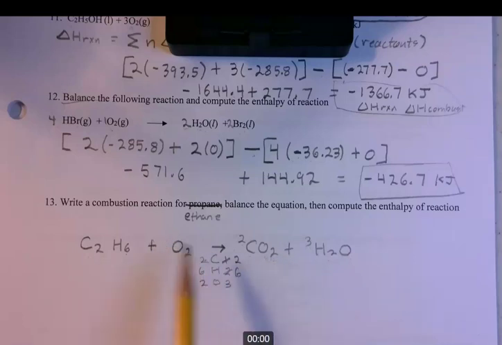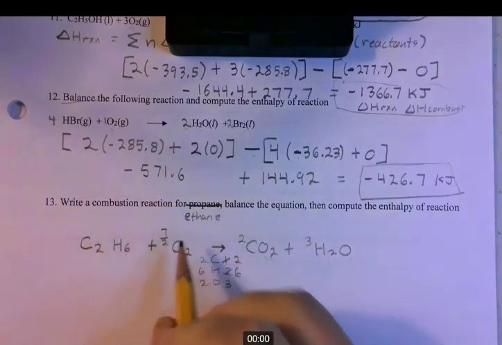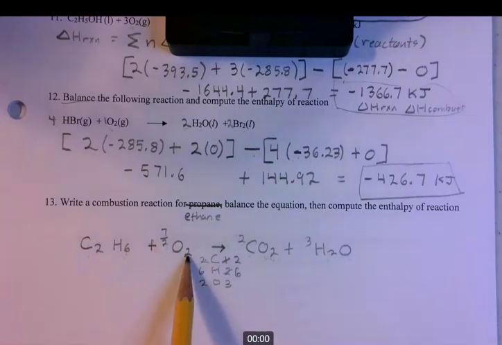So the only way to do that, since 7's an odd number, is call it 7 over 2. In other words, if you multiply 7 halves by 2, just do it. It's just a little fraction multiplication. You get 7, and that's what we needed. So that's going to be our coefficient.